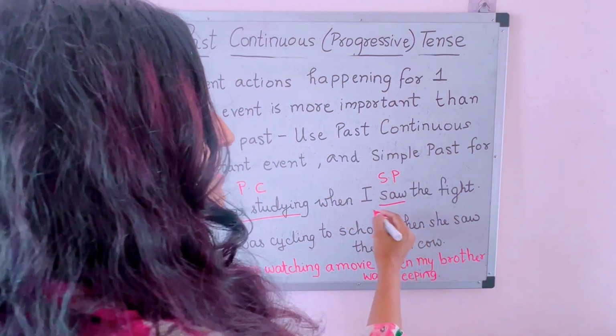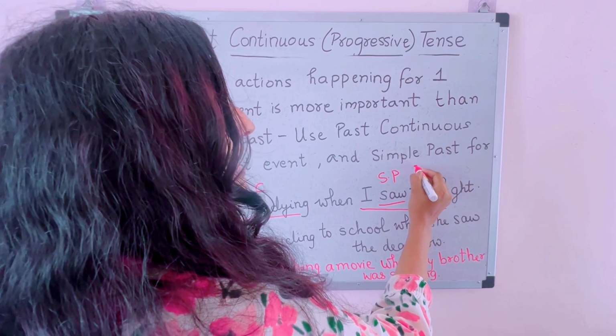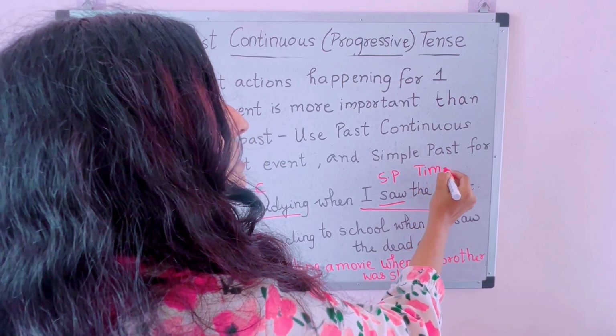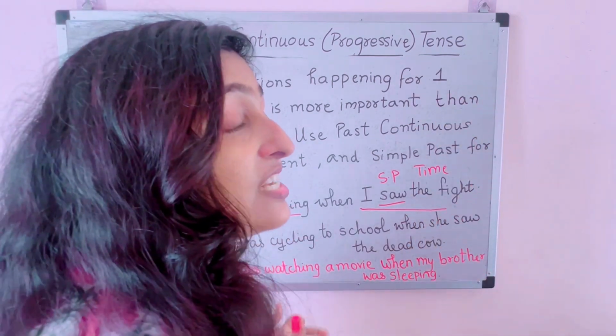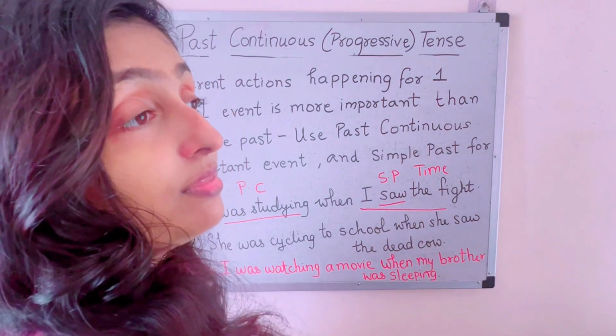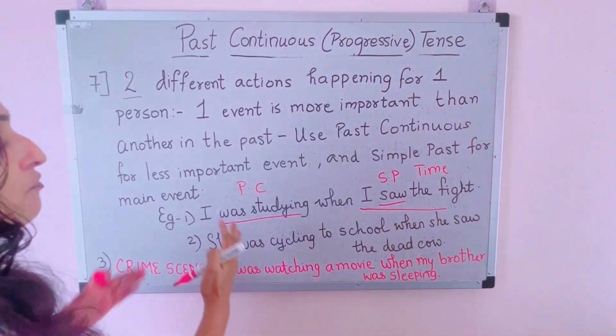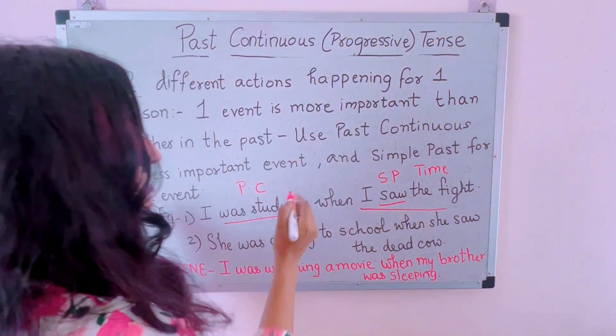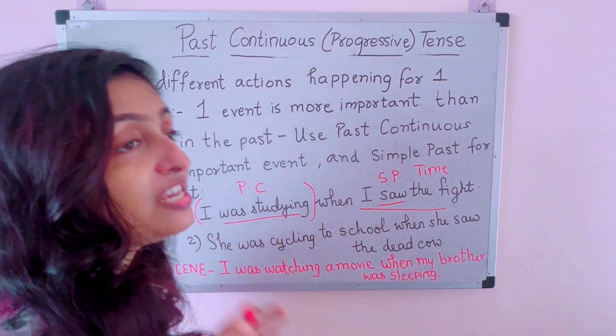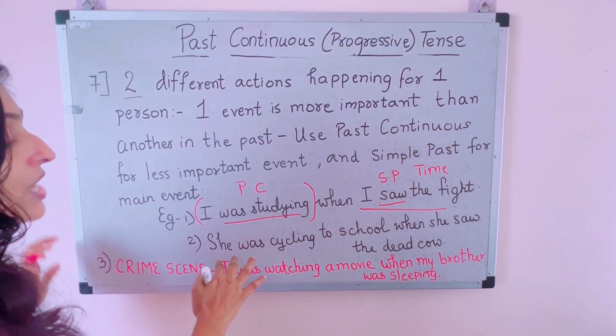And here, time is the indicator. Time is indicated here because the action is over. The action is finished. While here, the action is unfinished. Let's look at the second example.